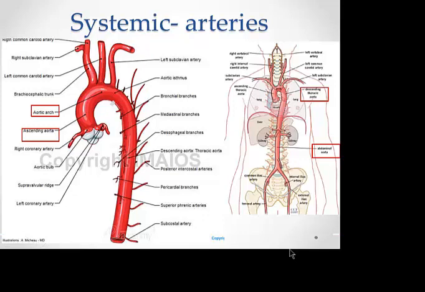Just as US 19 at one point, after some point, changes its name and becomes something else, and then that something else becomes something else. Just like a road changes names, same way this main artery traveling all the way down also changes names. This here is called thoracic aorta. Here it's called abdominal aorta. Then it branches into common iliac. Common iliac divides into internal and external.